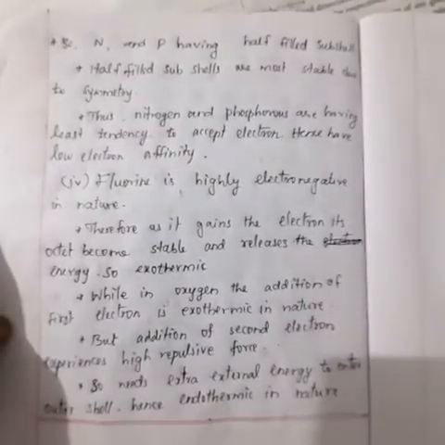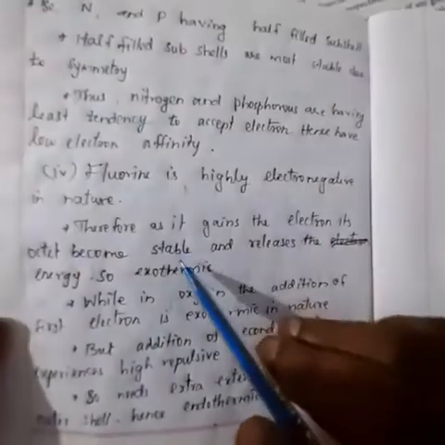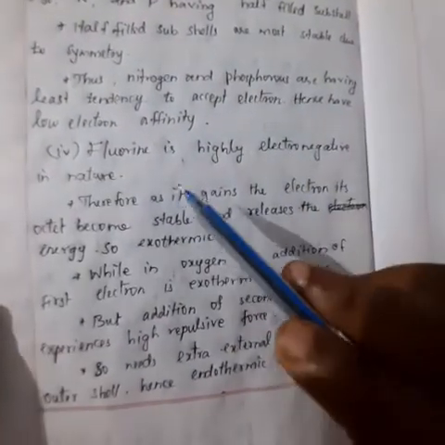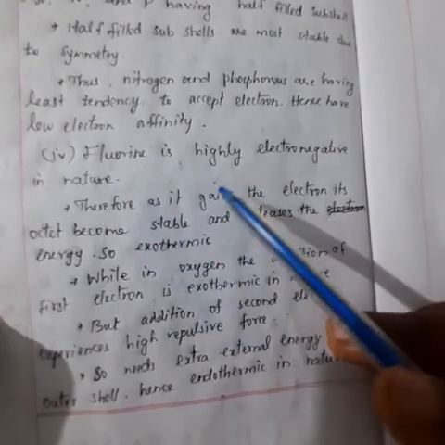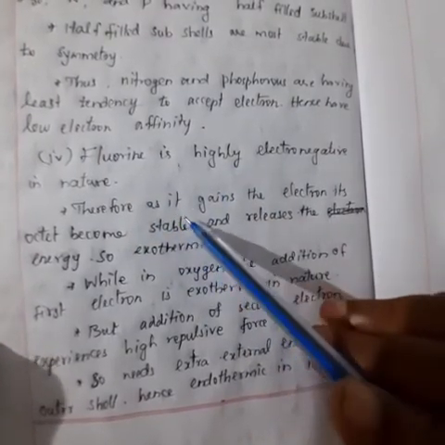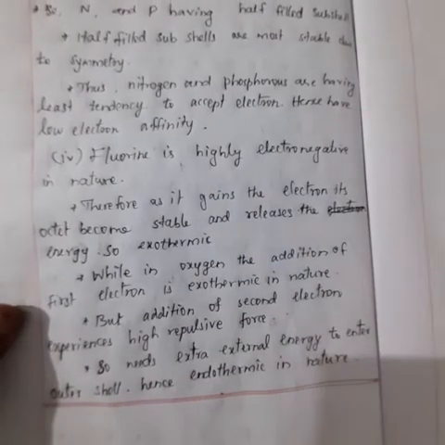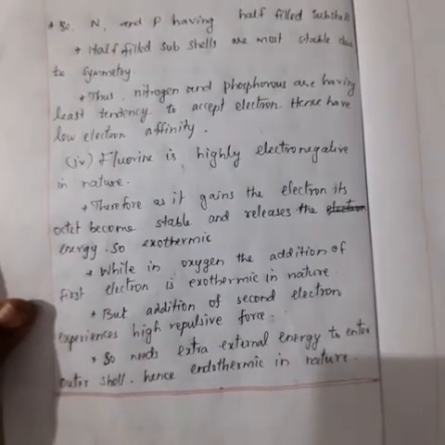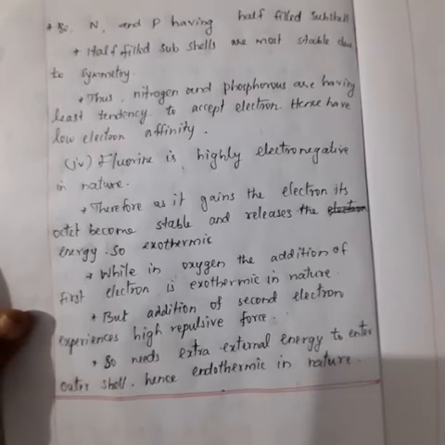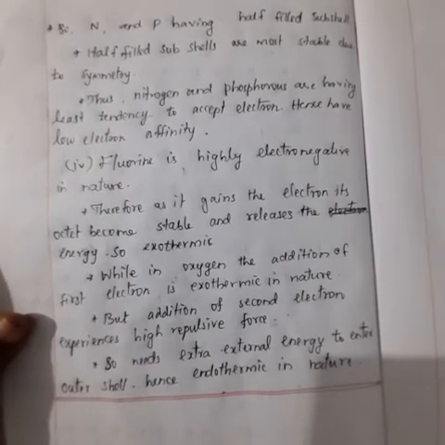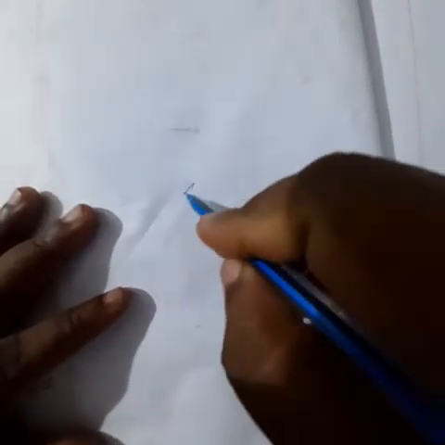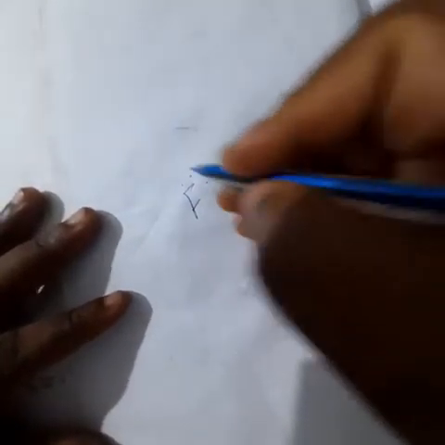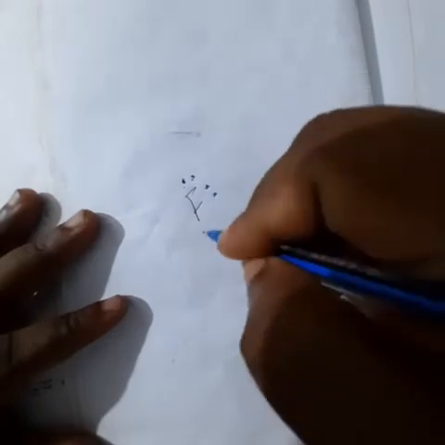Here, fluorine is highly electronegative in nature, so it always attracts electrons, and it has 7 electrons in the valence shell. Therefore, when it gains an electron, its octet becomes stable and it releases energy. So it always attracts an electron and releases energy. That is why it is exothermic.